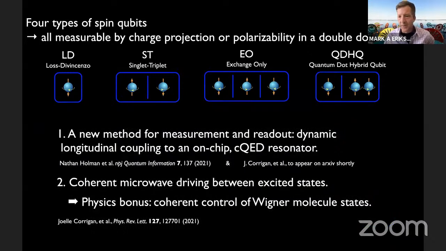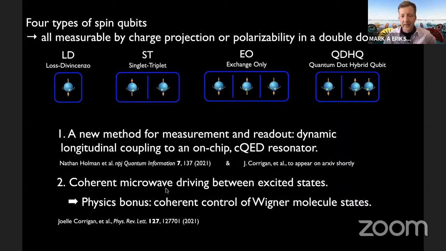So the 2 things I'll talk about are, first, a new method for measurement and readout using dynamical longitudinal coupling to an on-chip circuit QED resonator. You can find information about the device we're using in this paper by Nathan Holman and collaborators, published earlier this year. And the work I'm going to talk about is not on the archive yet, but it will appear there shortly in a paper with first author Joel Corrigan. And let me say right up front that this is a really wonderful collaboration with MIT Lincoln Labs and our next speaker, Will Oliver.